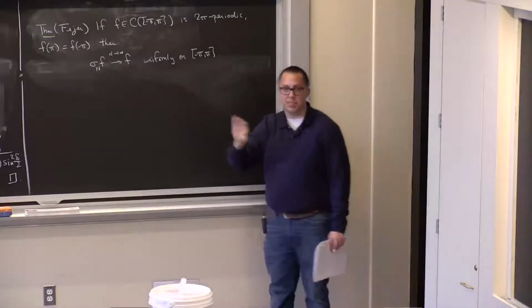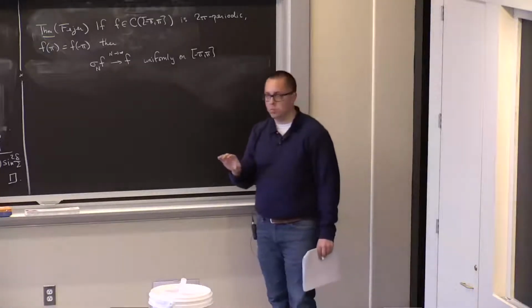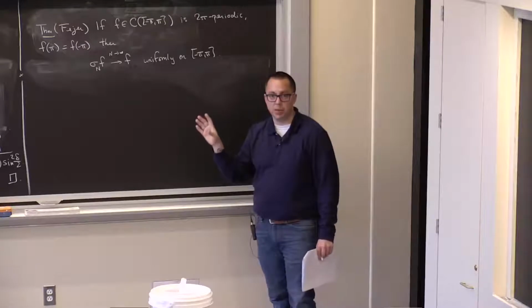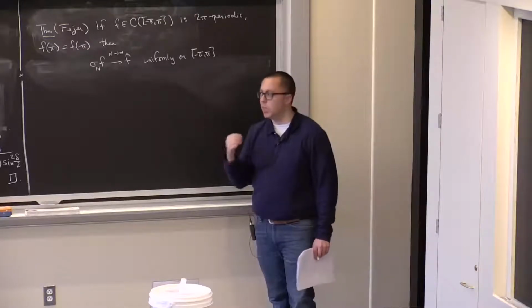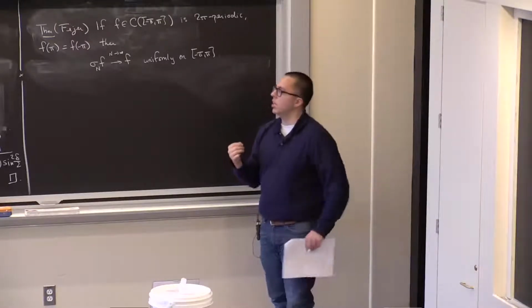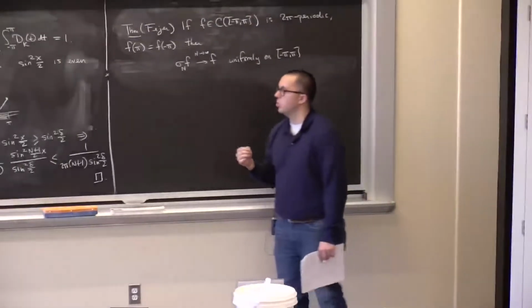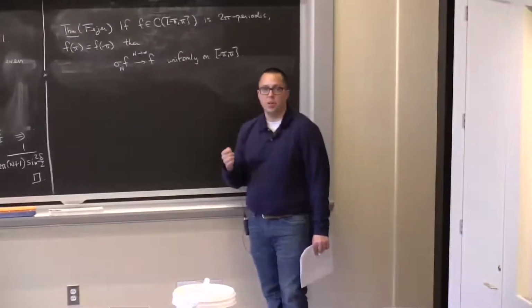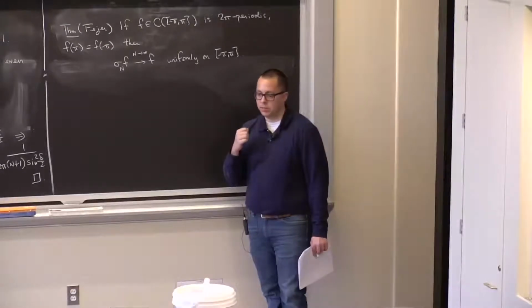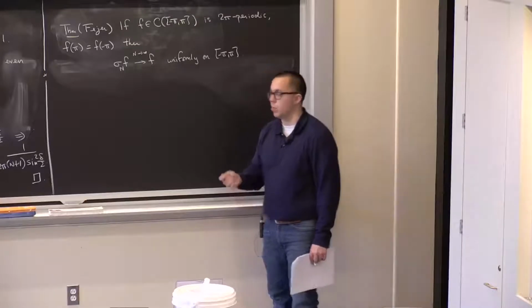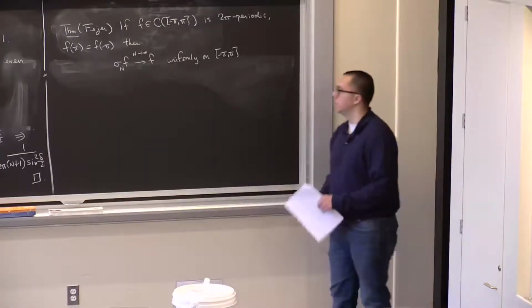But again, this doesn't imply that the Fourier series converges to f uniformly. Like I said, one can in fact use this oscillatory behavior of the Dirichlet kernel to prove there exist continuous functions whose Fourier series diverges at a point, and therefore it doesn't converge uniformly to the function.